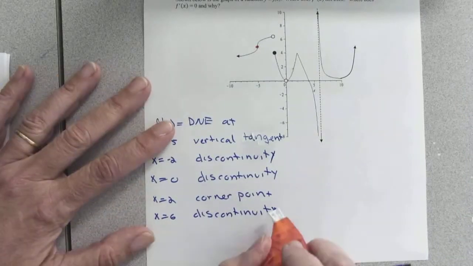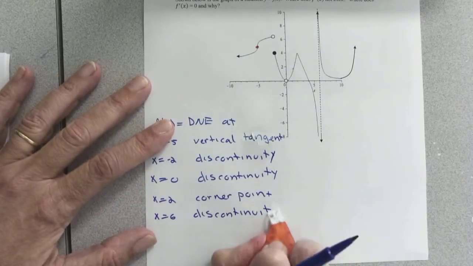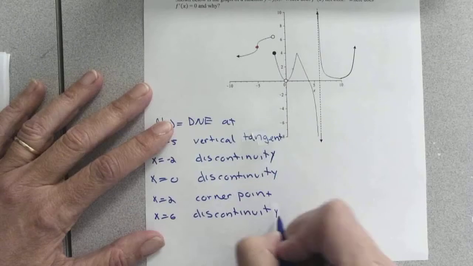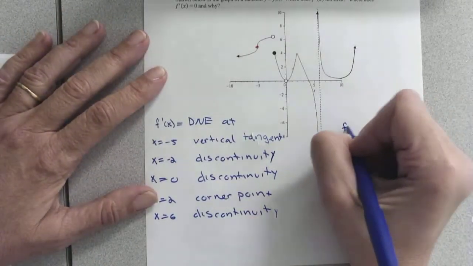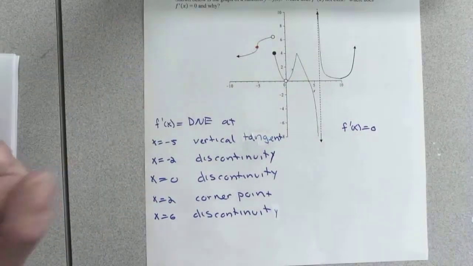And as we've said before, when we're looking at graphs, graphs are always ballpark. So if you said instead of 6, well, 6 is pretty clear. If you said the one that was x equal 2, you said x equal 3, I'm not going to ding you for that. So that's where the derivatives don't exist. Now the other part, f prime equals 0.